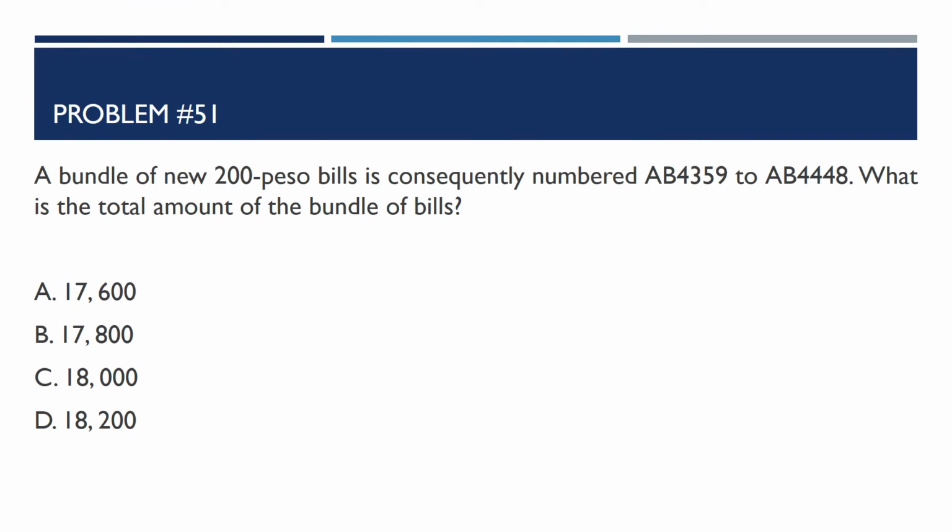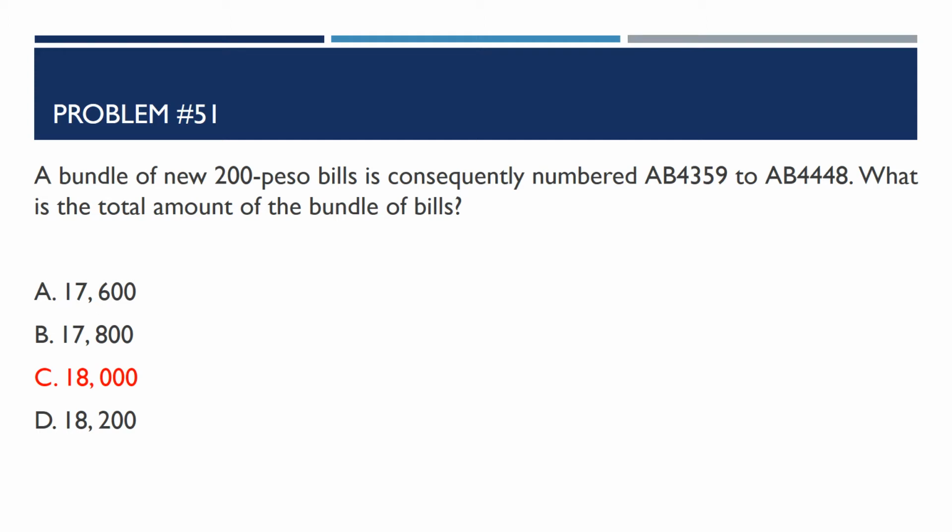Number 51. A bundle of new 200 peso bills is consecutively numbered AB4359 to AB4448. What is the total amount of the bundle of bills? The answer for this problem is 18,000.